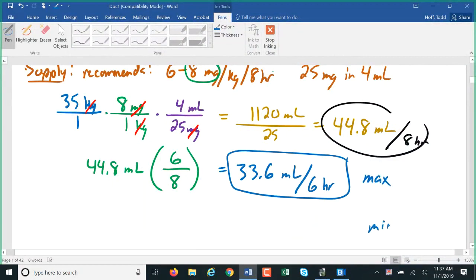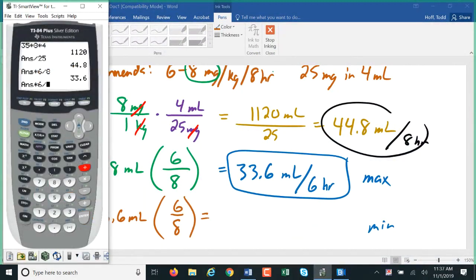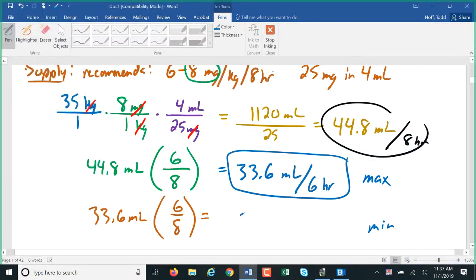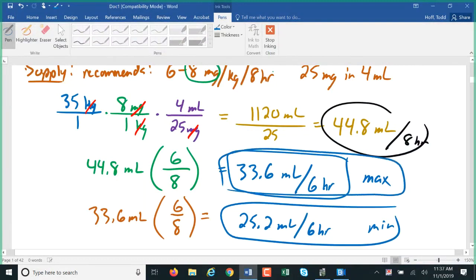We're going to go ahead and find the minimum dose just to complete the circle here. That 33.6 milliliters was calculated off the 8 milligrams per kilogram. Let's convert it to the minimum, which was 6. That's 25.2 minimum milliliters every 6 hours. So this is not a safe dose. The doctor's order exceeds the maximum recommended dose, so you would want to double check with the physician on that dosage.